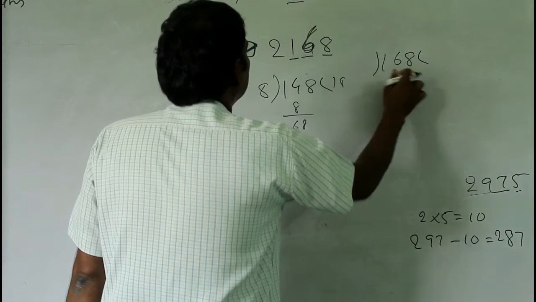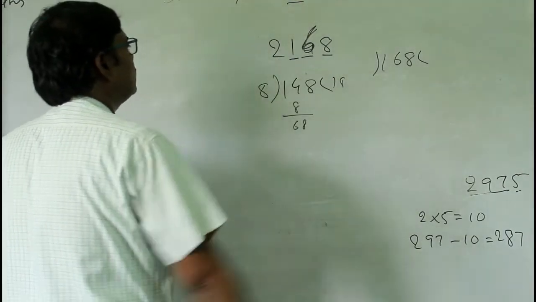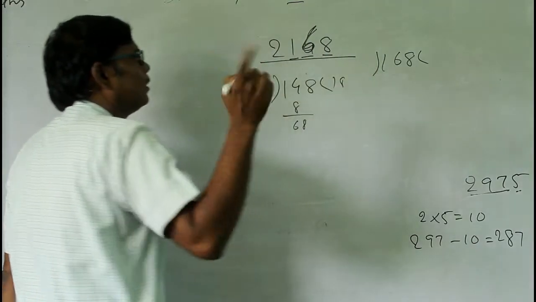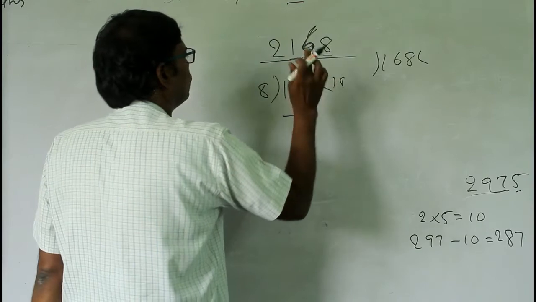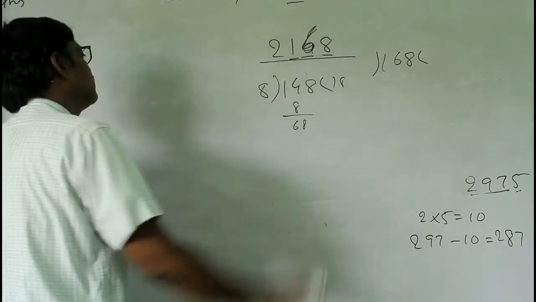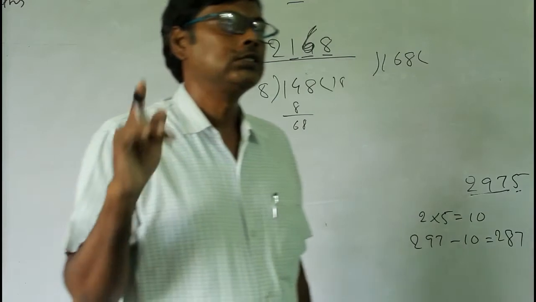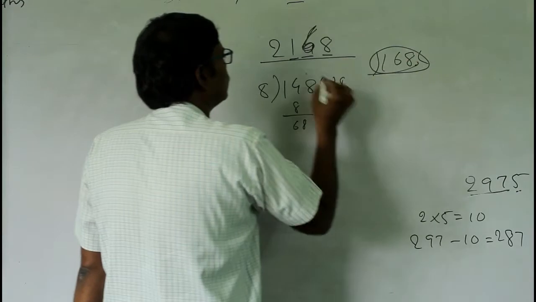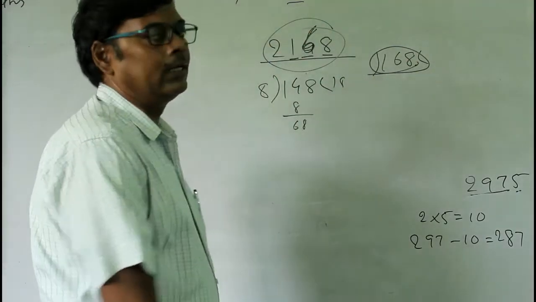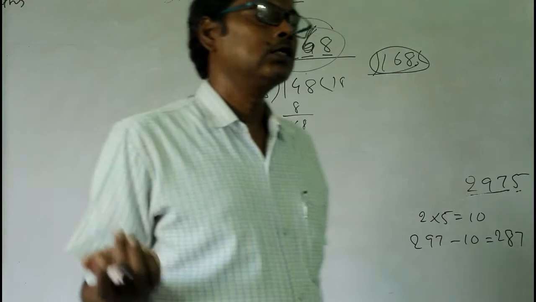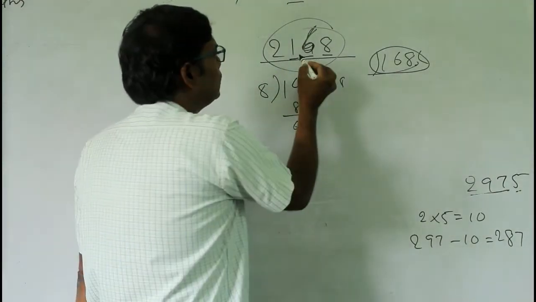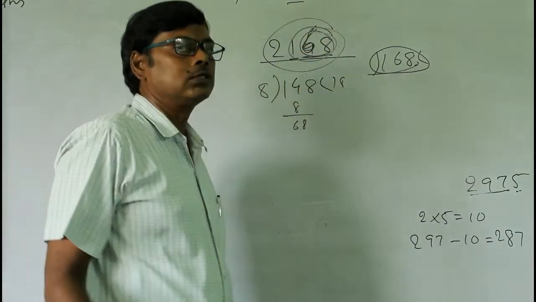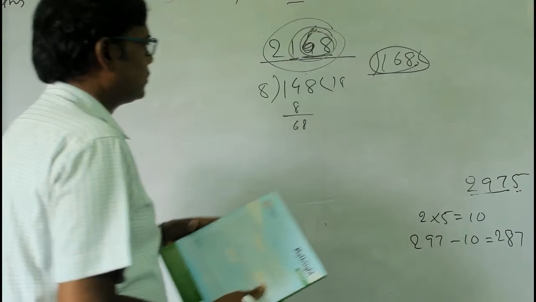Okay, 8 times 21 is 168. So when this is 2168, then this number will be divisible by 8, because we look at the digits at the ones place, tens place, and hundreds place, for a number that is 168. This number is divisible by 8, so this whole number will be divisible by 8. So this is the rule. Just like in the case of 4, we see only the last 2 digits, but in the case of 8, we see the last 3 digits. So this is the rule for testing by 8.